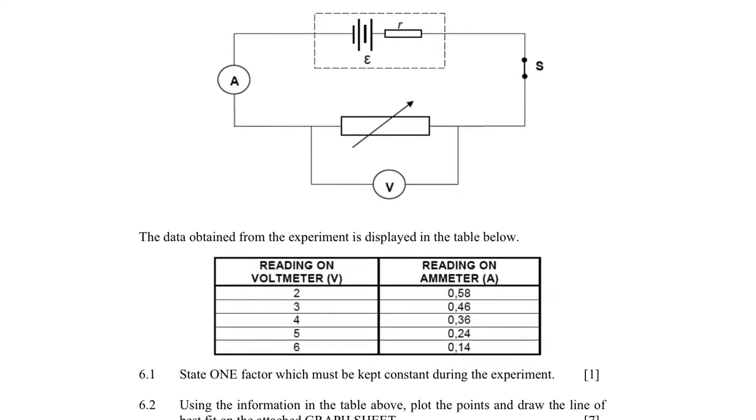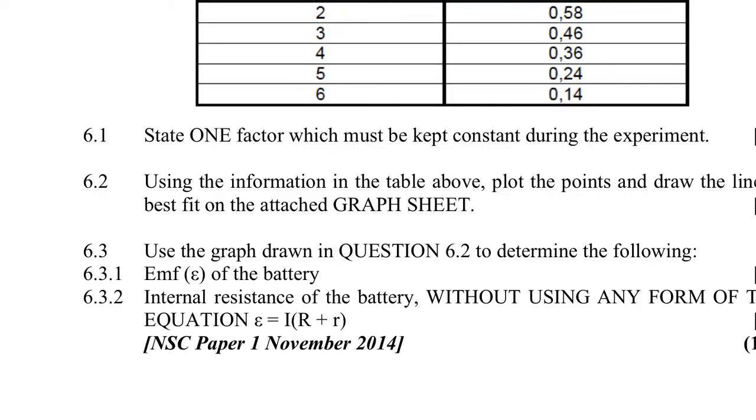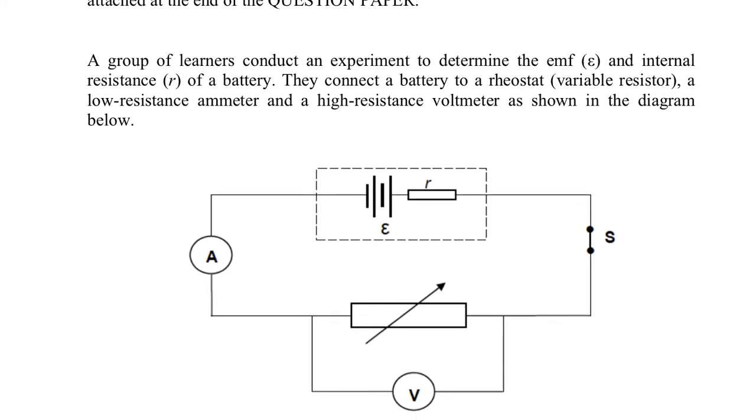So this particular question was taken from the NSC physics paper, November 2014. If we look at this question, it says that a group of learners conduct an experiment to determine the EMF and internal resistance of a battery. They connect a battery to a rheostat. Now this is critically important because this rheostat is going to enable us to generate the data set.